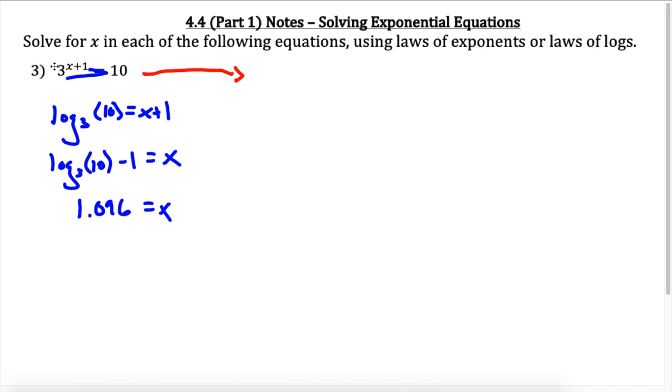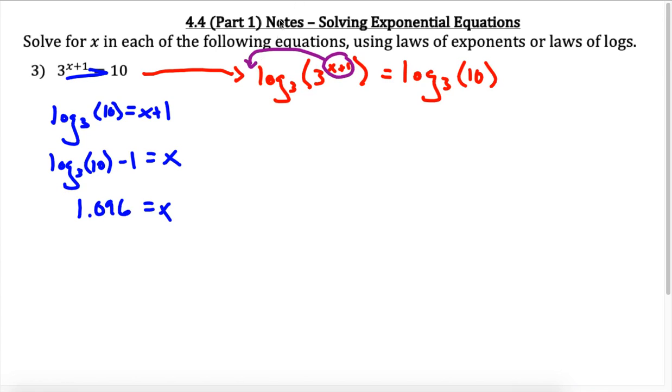Now I do want to show you what's actually happening here, the math behind why this works. So what we're actually doing to undo this exponential, I'm really taking the log base 3 of both sides of the equation. Okay, so I'm taking my exponential and just taking the log base 3 of both sides. Now, if I use my power rule here, I can bring this x plus 1 out front. And I can rewrite this as x plus 1 times log base 3 of 3.